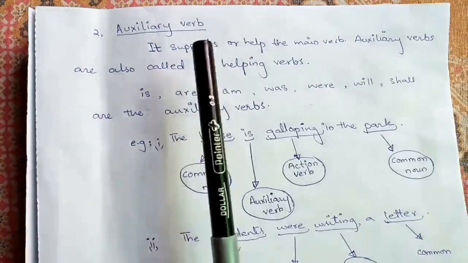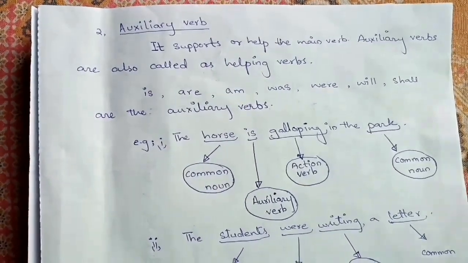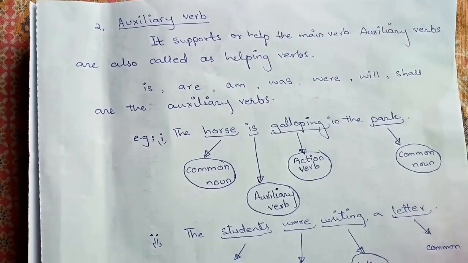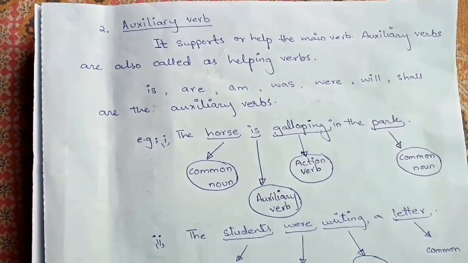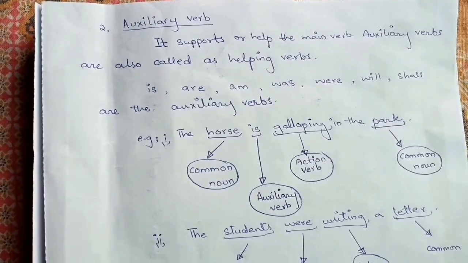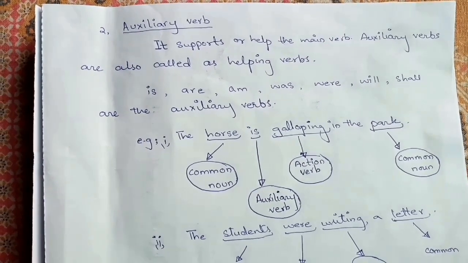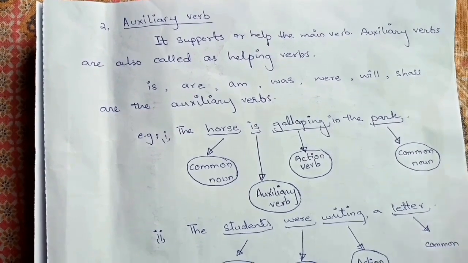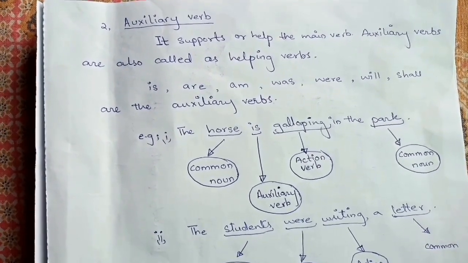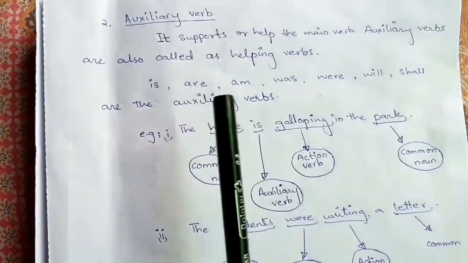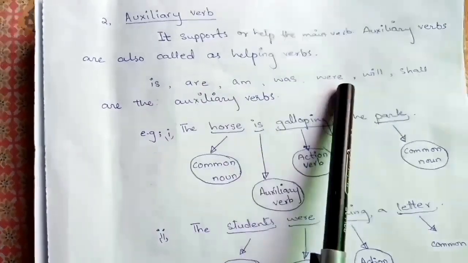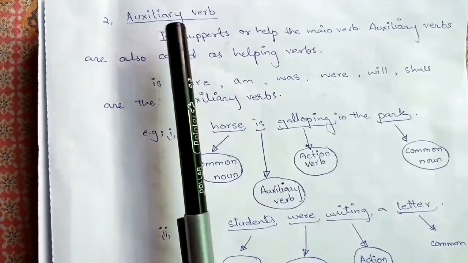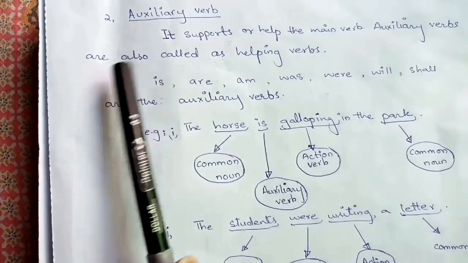The next type is the auxiliary verb. Auxiliary verbs support or help the main verb. Auxiliary verbs are also called helping verbs. The clue words are is, are, am, was, were, will, shall. They are all helping verbs which help or support the main verb. So they are called auxiliary verbs. Whenever you find these types of words in any sentence, which are the supporting words or the helping verbs, then those words are called auxiliary verbs.